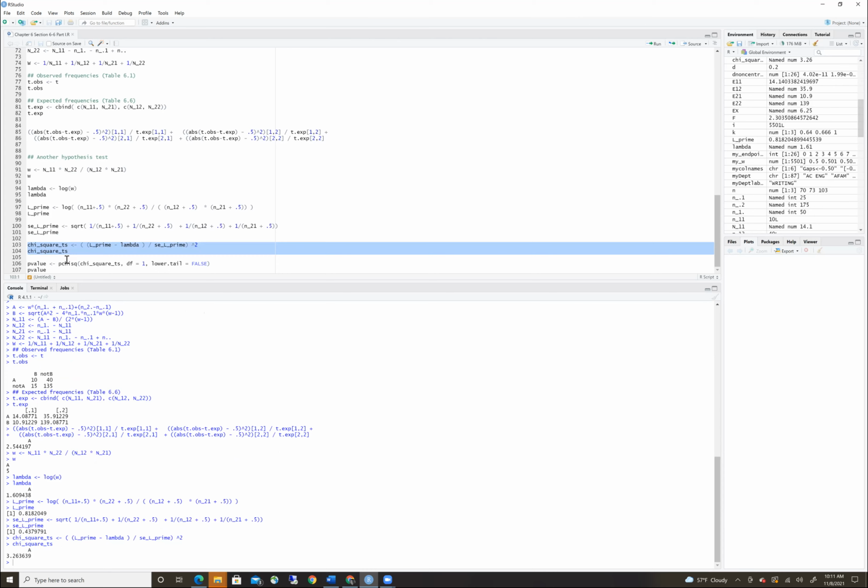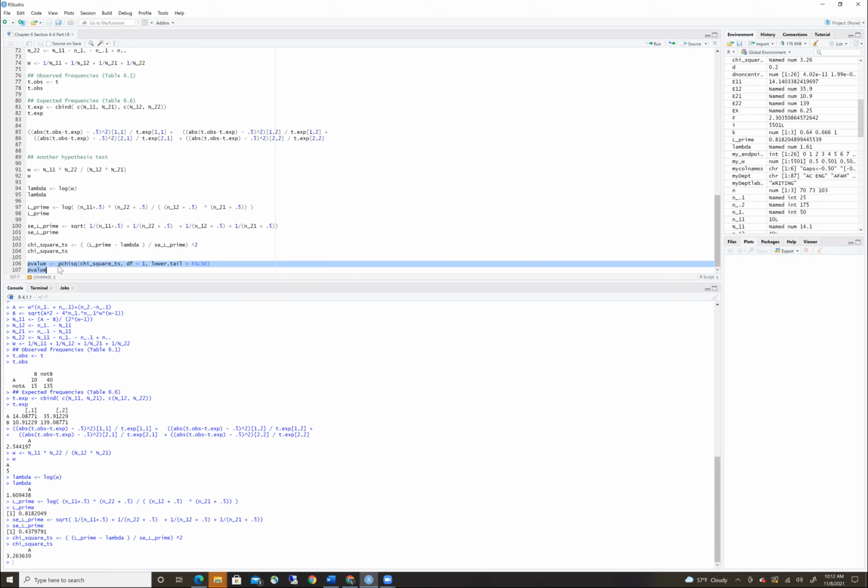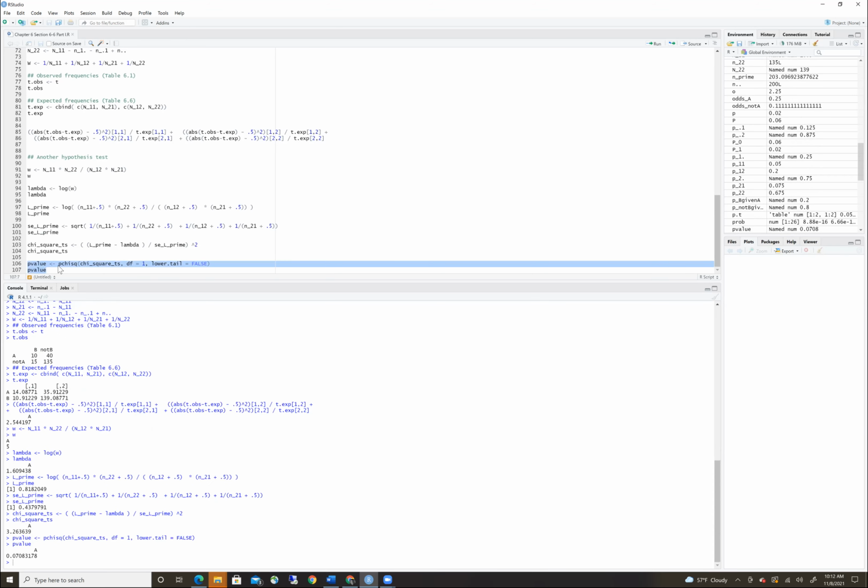And to calculate the p-value, we can use this pchisq function in R. We have 1 degree of freedom because we have a 2x2 table. Rows minus 1 times columns minus 1 is 1 times 1 equals 1. And we're setting the lower tail equal to false because we want to get the probability of being as extreme or more extreme. So we're trying to get that upper tail probability in the chi-square distribution. And when we do that, we get a p-value of 0.07. So it's still non-significant, but this just shows you 2 different ways that you can calculate this hypothesis test.